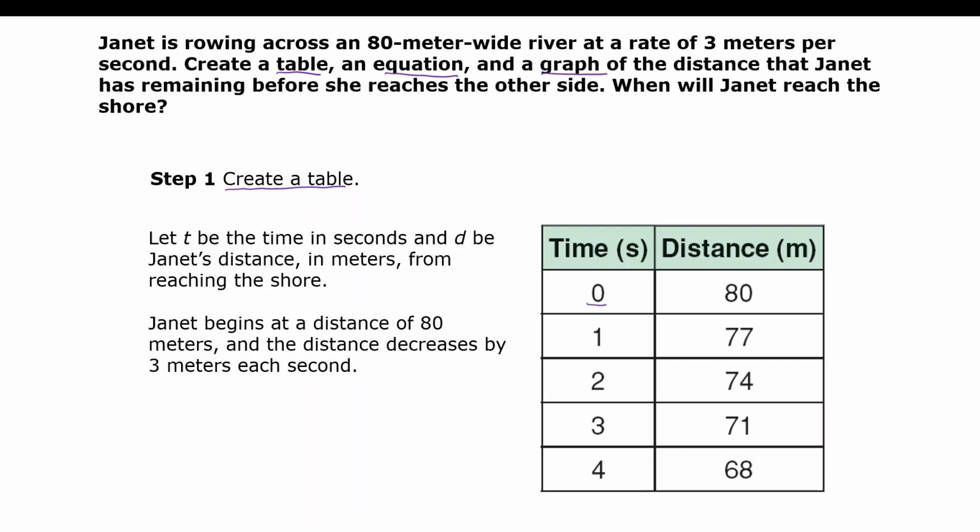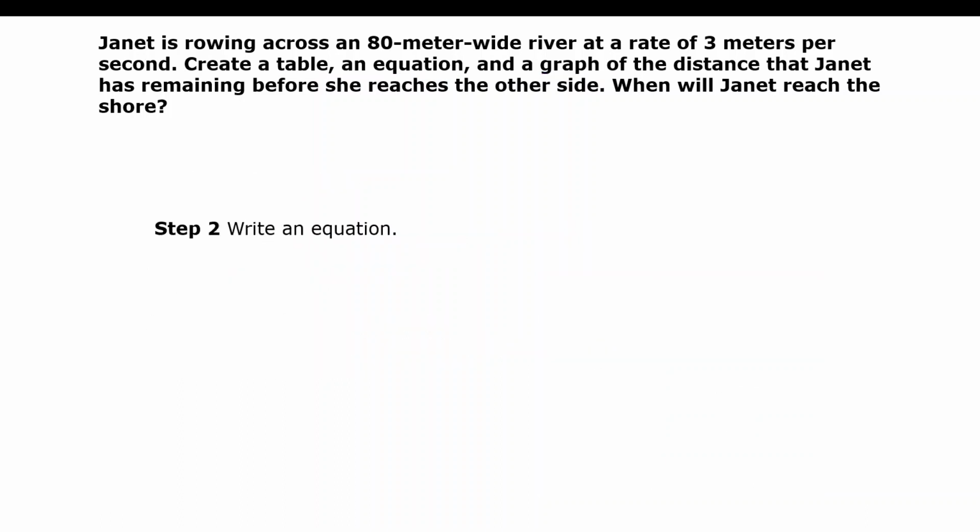So you can see at 0 seconds she's still 80 meters away. At 1 second she's now 77 meters away, and at 2 seconds she's now 74 meters away. So our table is pretty easy. Now you can put that in your calculator to come up with an equation, or you can just come up with it on your own. So let's take a look at how to write the equation.